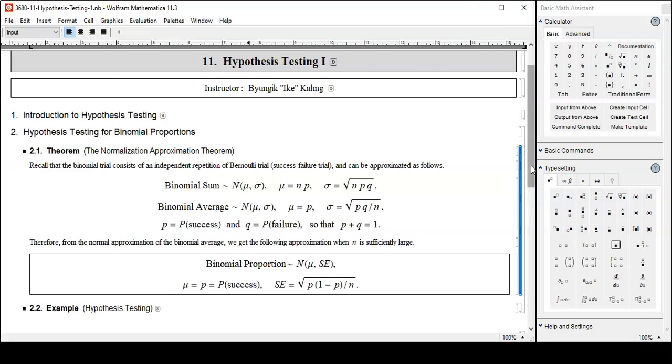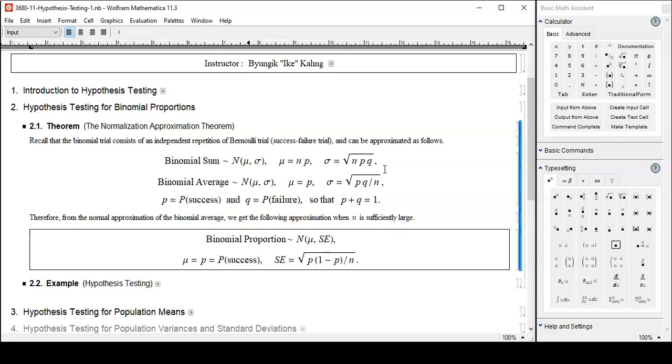The theoretical background is of course the normal approximation theorem. For binomial sum, for binomial average, we have these. But of course, here in hypothesis testing, we're not going to use binomial sum. Everything is based upon binomial average. So we're going to stick to the second formula down here, which can be summarized like this. So mu is the proportion, and standard error formula is like this, square root of p, 1 minus p over n. But remember, we are doing hypothesis testing, so all these are based upon null. Remember, we do the normal around the null.